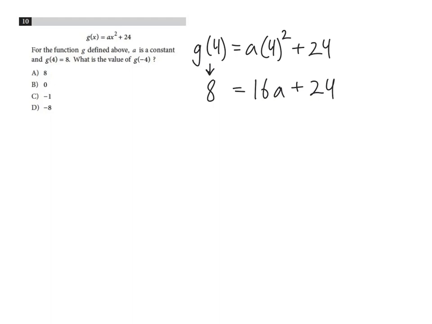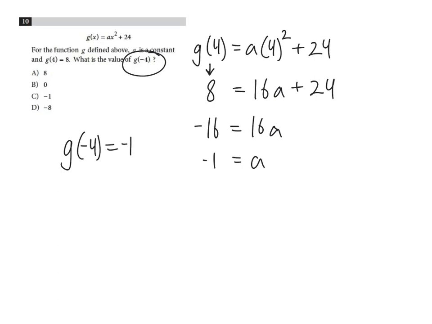I'm going to subtract 24 from both sides, and I'll get that -16 equals 16a. Okay, I divide both sides by 16, and I get -1 equals a. All right, that's great. So now we want to know, that's not our answer, but we want to plug that into the equation for g of -4. Well, that means we have -1 is a, and we'll have -4 squared plus 24.